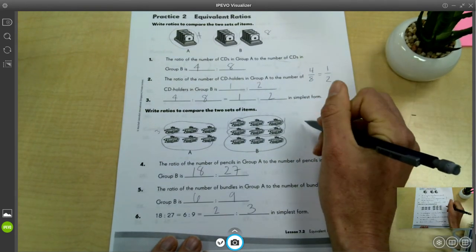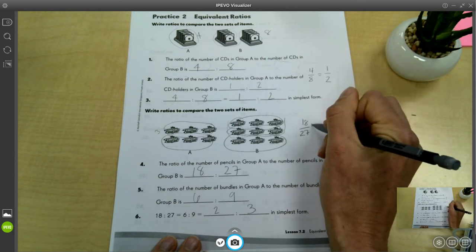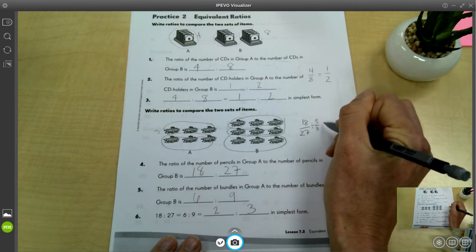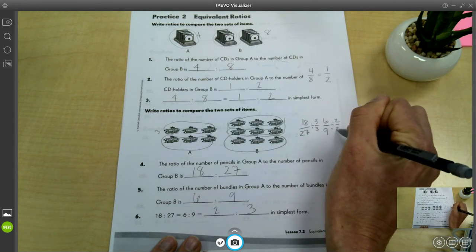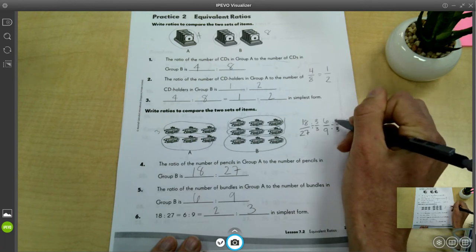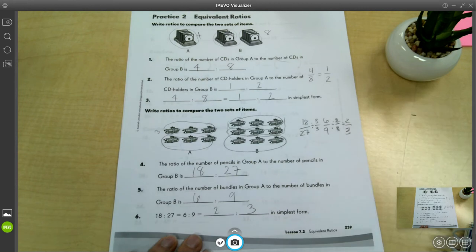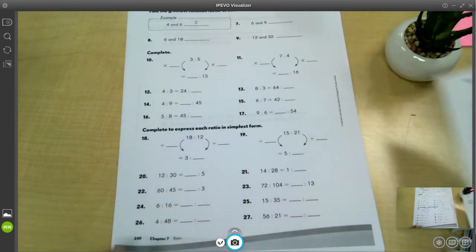I'm also thinking that if I have 18/27ths and I divide each of these by 3, I get 6/9ths. And if I divide each of these by 3, I get 2/3rds. Excellent. Equivalent ratios and equivalent fractions work very similarly.